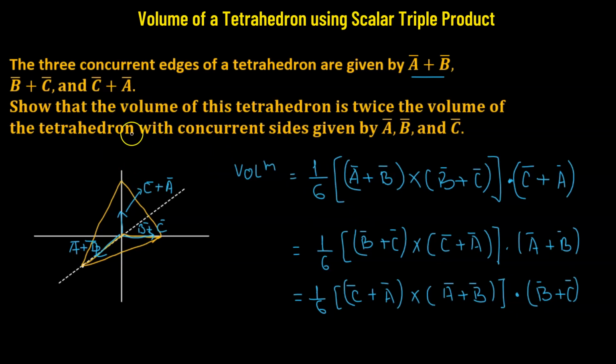We have to show that the volume of this tetrahedron is twice the volume of another tetrahedron. The new tetrahedron has concurrent sides of a, b and c. So let's say this is the other tetrahedron, whose edges are given by vector a, vector b and vector c. We have to show that the volume of the bigger tetrahedron is twice that of the smaller tetrahedron. So let's start the problem.